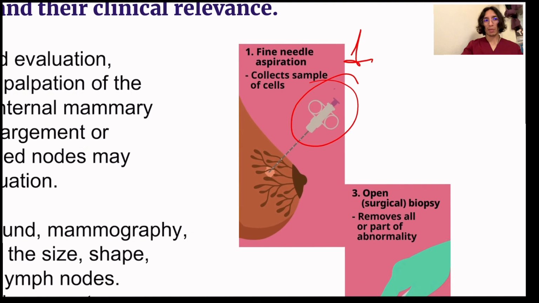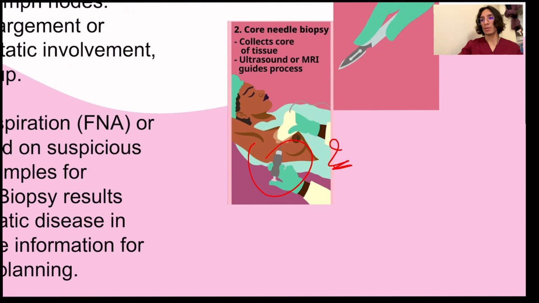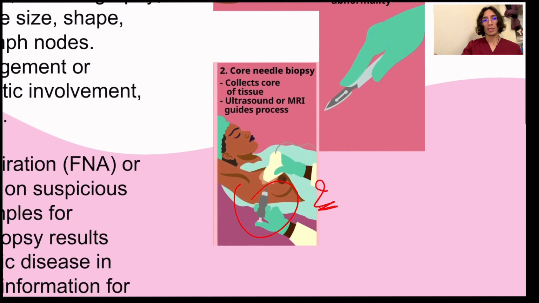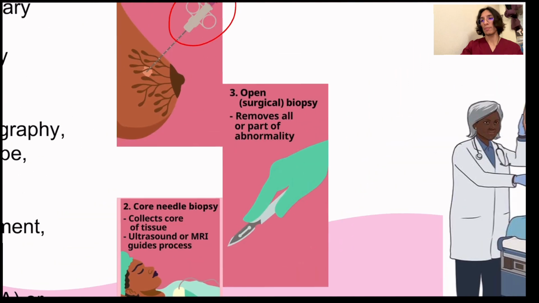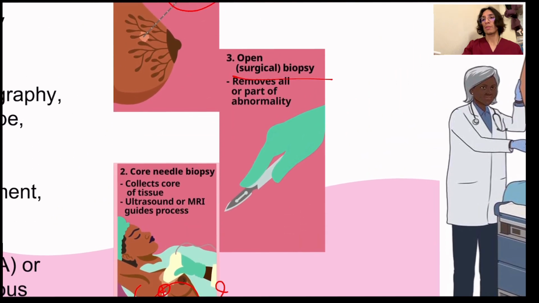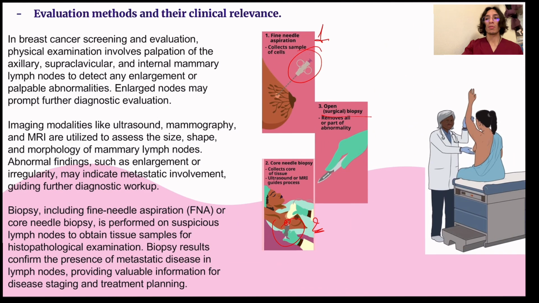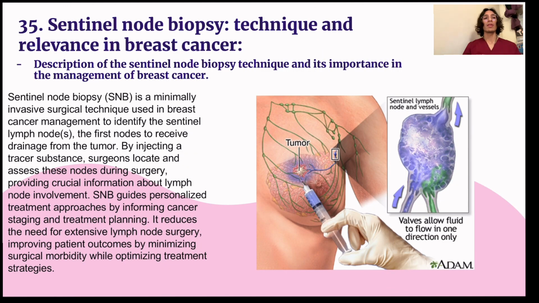Here you can see the examples. The FNA, collecting a sample of cells. Core needle biopsy collects part of the tissue, using ultrasound or MRI, and surgical biopsy removes all or part of the abnormality. Sentinel node biopsy, technique and relevance in breast cancer.